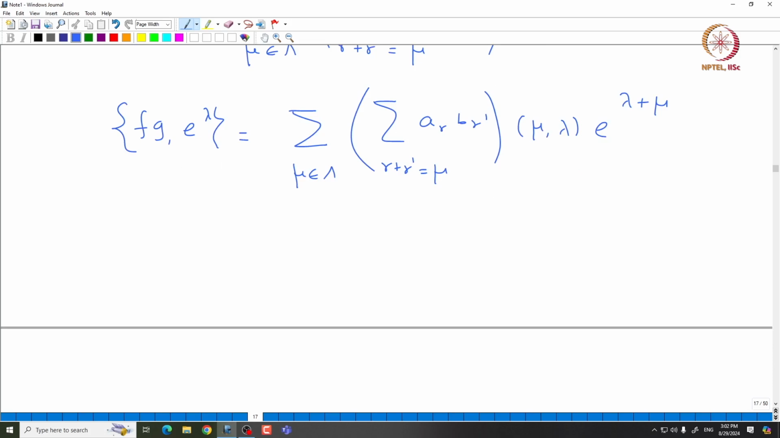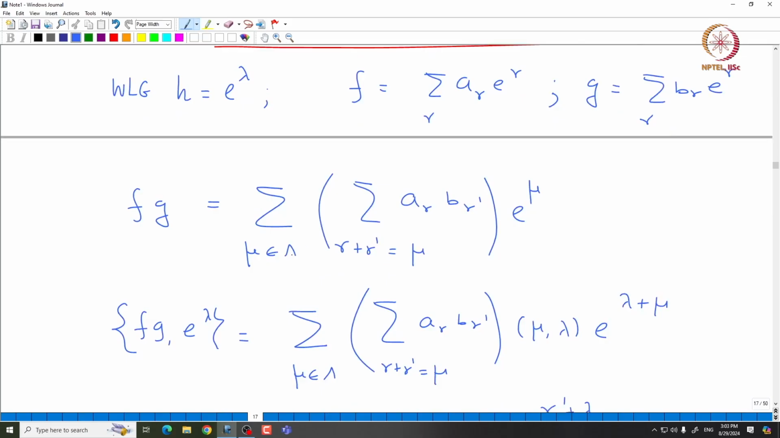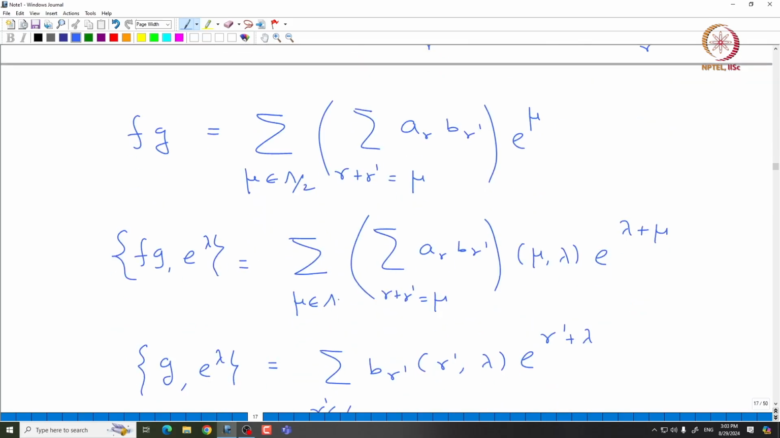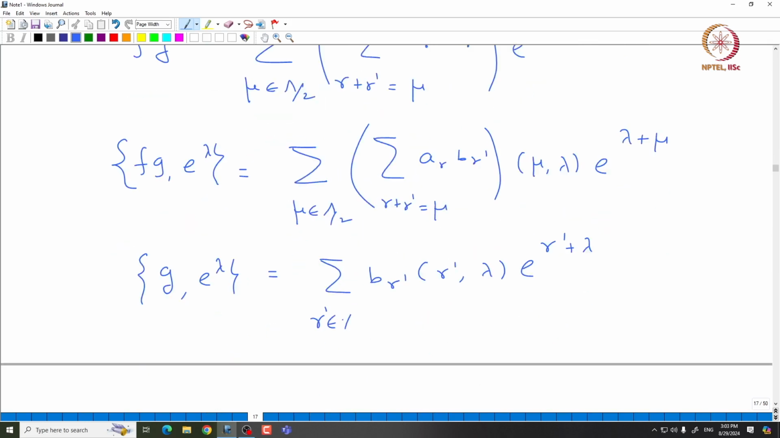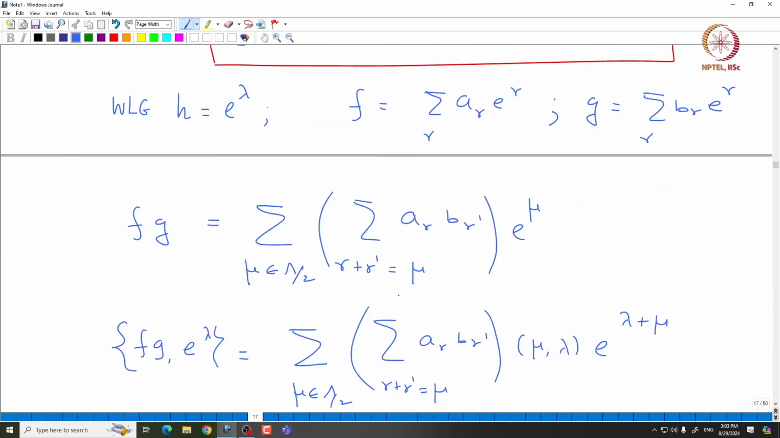So, now if you just compute what is [g, e^lambda]. This is going to be exactly the summation of b_gamma' times (gamma', lambda) e^(gamma' plus lambda), where gamma' is coming from the indexing set. Let us not bother about where the indexing set is running over. So, this is by 2 indeed.